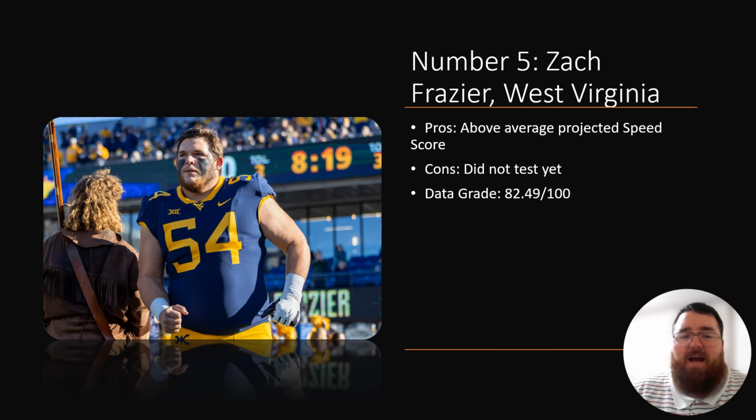Taking a look at number 5, we get Zach Frazier from West Virginia. Pros, above average projected speed score. Cons, did not test yet. So his data grade is 82.49 out of 100. This would definitely be one of the prospects that you might say is a little controversial because he hasn't really done any testing. So how can you really believe his projected speed score could be slower? But I think he's a pretty decent prospect. When you watch him on film, he definitely looks to have the speed that he was projected to have.